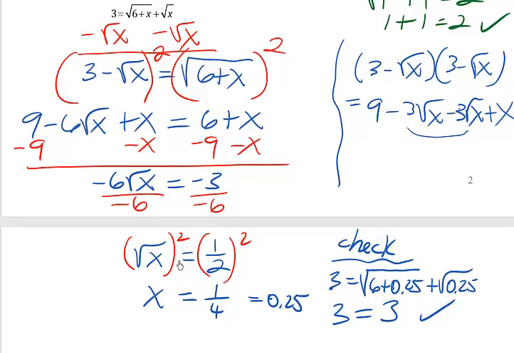I got a true statement, and that tells me that x equals 1/4 is, in fact, the solution to this equation. Remember, you can only get rid of one radical at a time, and so the key is isolate one of them, square both sides, and then do that process over and over until there aren't any radicals.